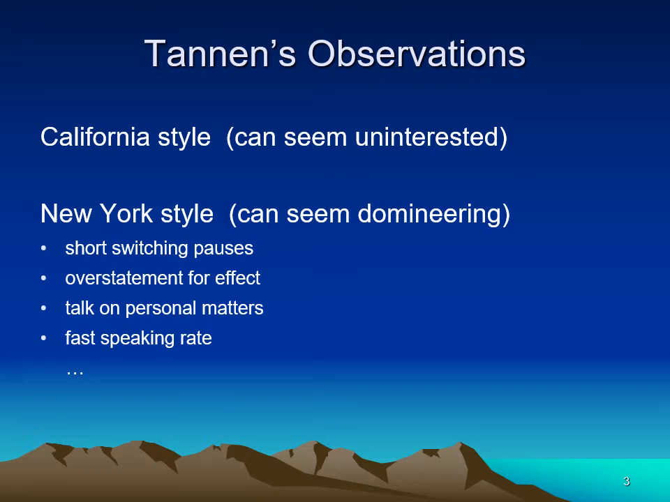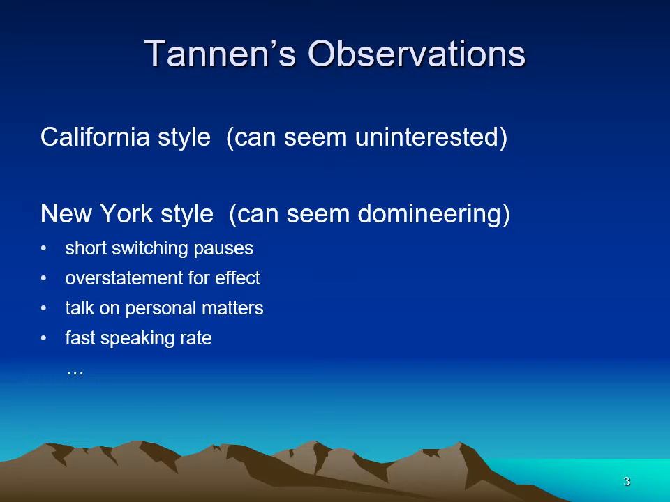For example, for the New Yorkers, she observed short switching pauses. People tend to talk over each other, or at least leave very little space between turns. They tend to use overstatement, exaggeration for effect, talk more about personal matters, higher speaking rate, and a few other factors. These things tended to correlate, and together they gave the impression of a New York interaction style. Other people have done similar work looking at different demographics and age groups and all sorts of things, looking at the components of interaction styles.